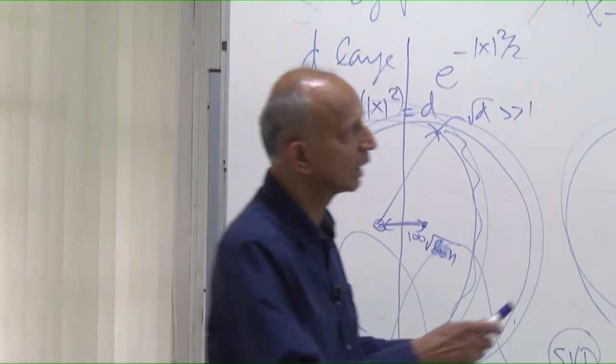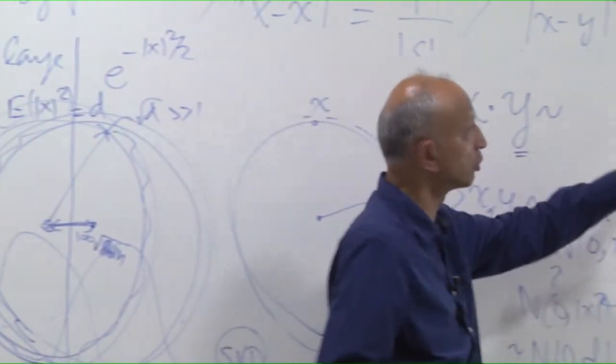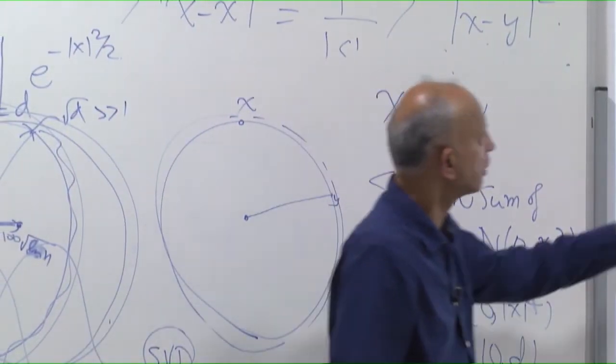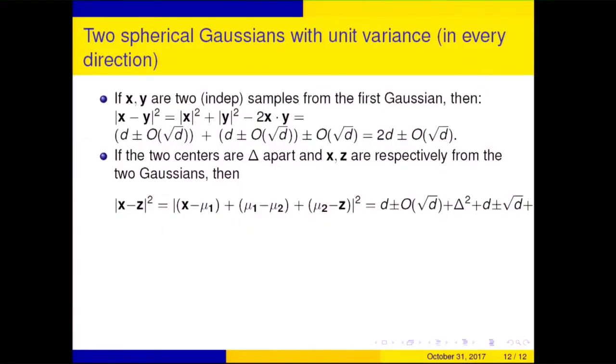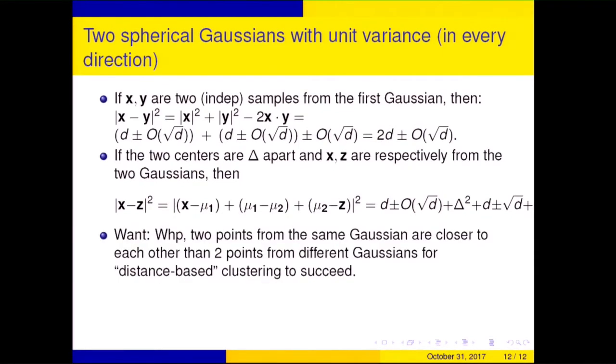If the two centers are delta apart and x and z are respectively from the two different Gaussians, then I get, this was the second picture in the last slide. This I expand, there are three terms here. Again, the cross terms are very small, and they run out of the slide anyway because they're very small. But the main terms are just a sum of squares. They're orthogonal. So this square plus this square, so you get d each. So I get 2d. I think that also ran out of the slide.